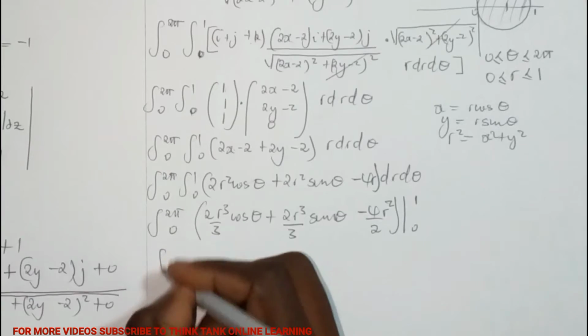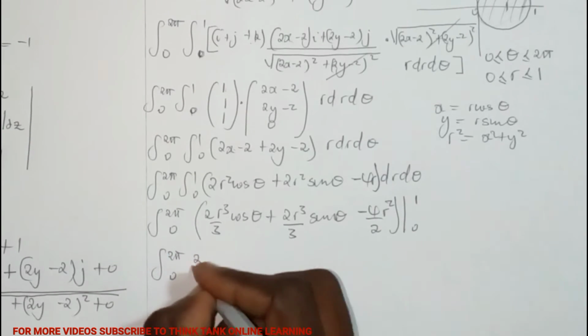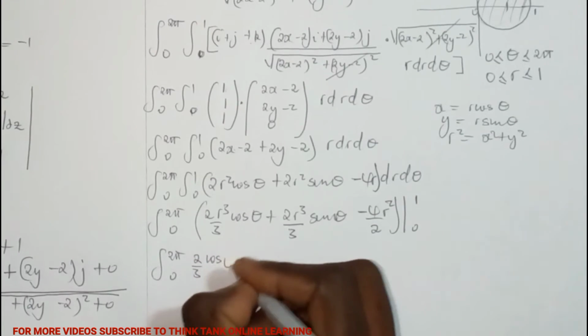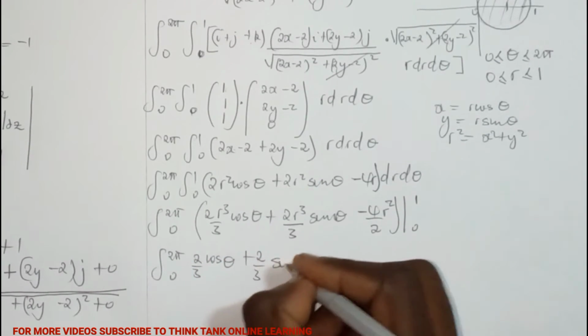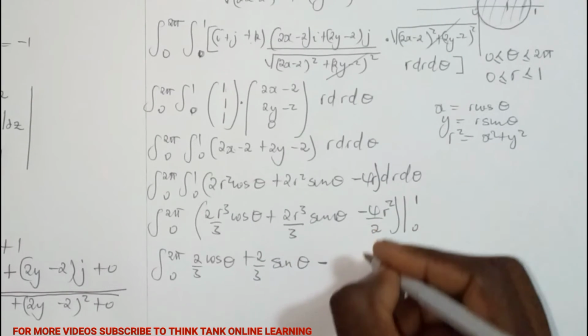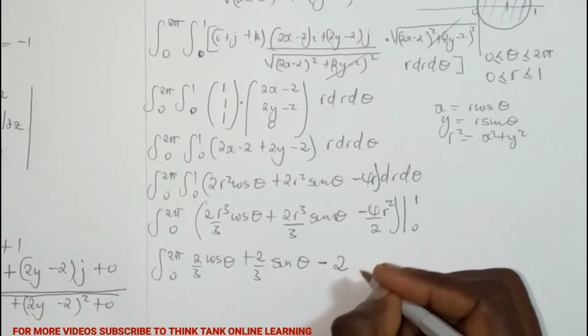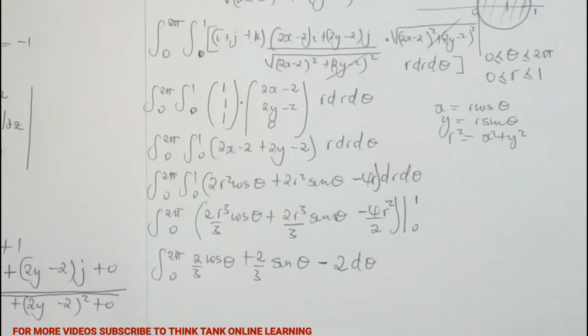So if we do that, we're going to get the integral from 0 to 2 pi of 2/3 cos theta plus 2/3 sin theta minus 2, d theta, and we're going to integrate with respect to theta.